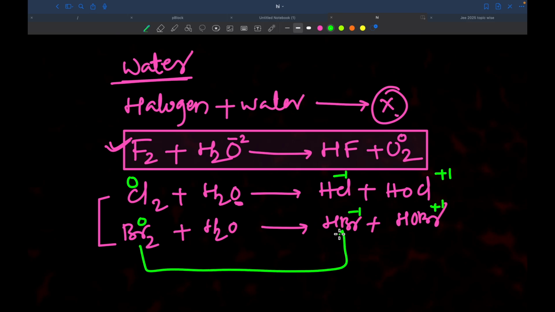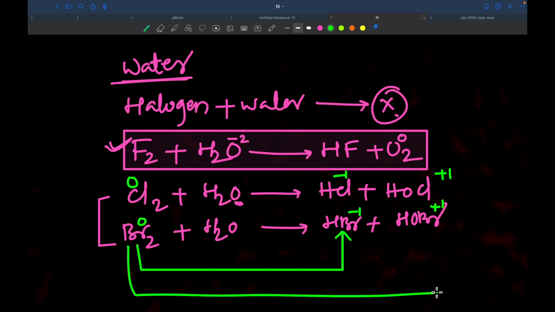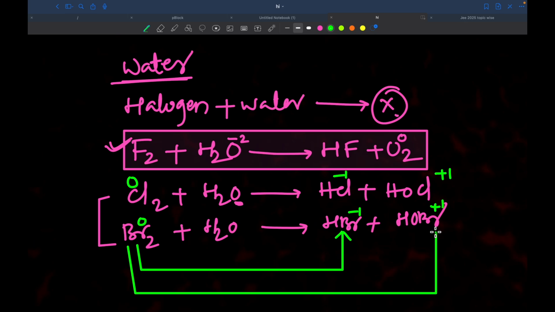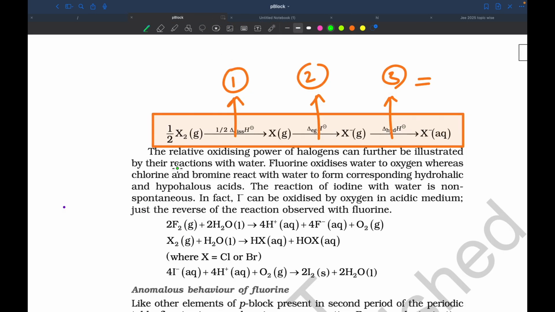The bromine has been reduced here. In the same case, here the bromine has been oxidized. So reduction and oxidation both happen, that's why these are disproportionation reactions, right? The same thing we'll see in the p block also.